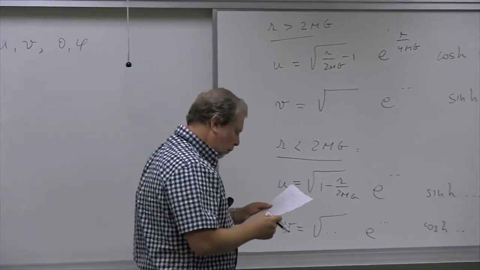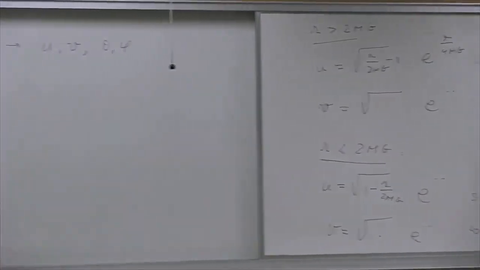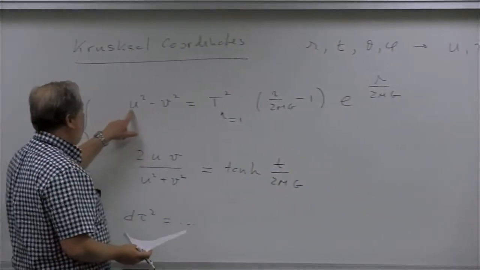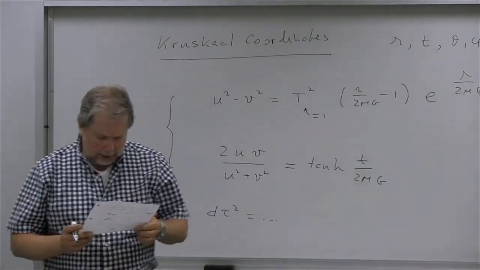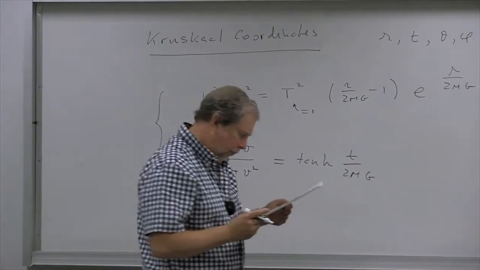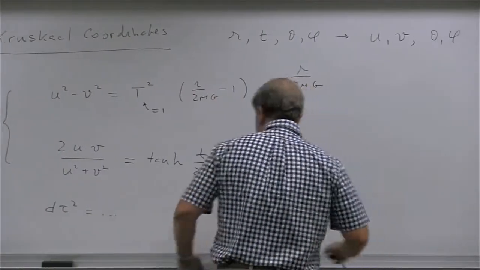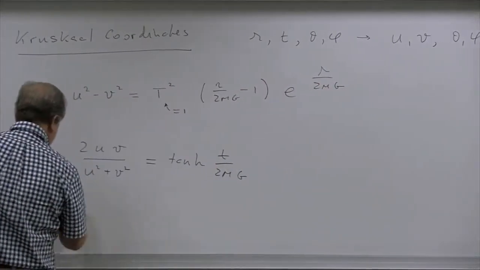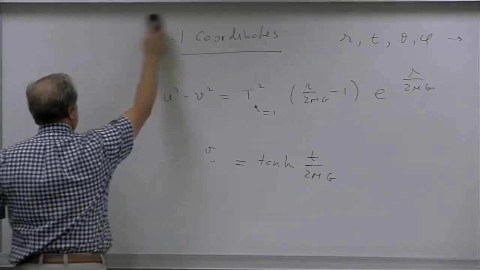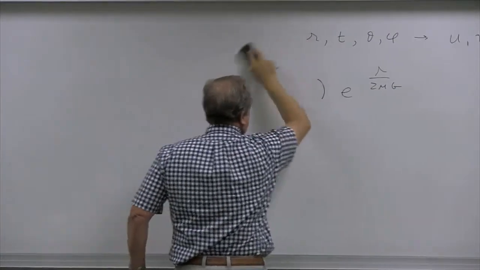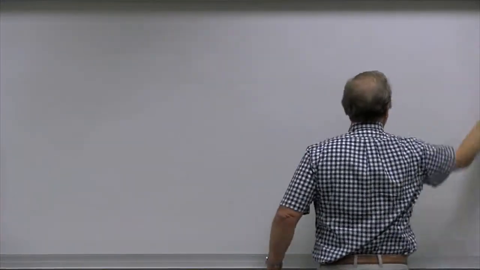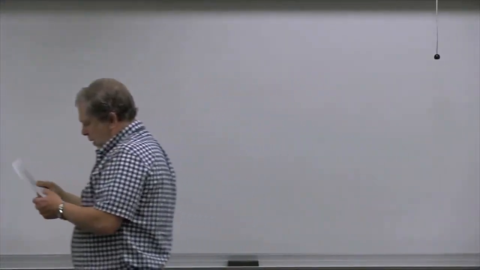And you can actually verify that if you plug those in, if you take the square of the first one, subtract the second one, then the relationship is correct. And then you can do all sorts of mappings between one coordinate system and the other. So for example, you can look at light rays. What does a light ray look like in one coordinate system, and what does it look like in the other one?